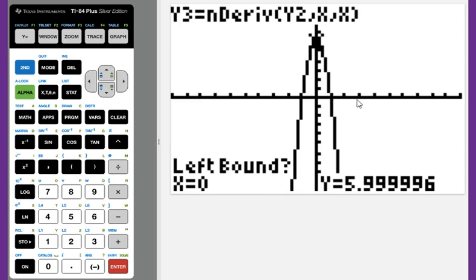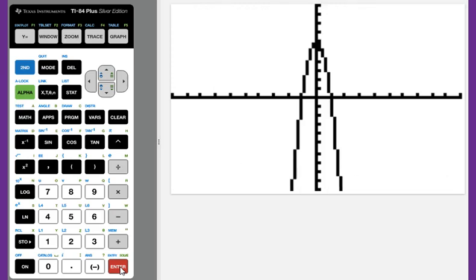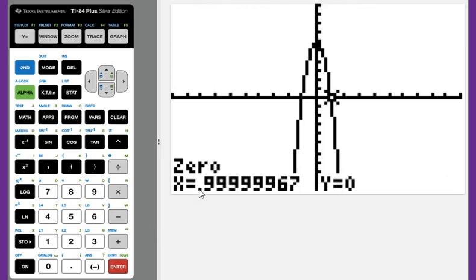We know x is greater than 0 from the given graph. So we need this point, this left bound. I will move a little bit closer to this x-intercept. That will be the left bound. Left bound means it's on the left side of the x-intercept here. So we do enter. Then keep moving to the right side of this x-intercept. That will be the right bound. I press enter. Enter. You will get x equals 0.999..., that means x equals 1.